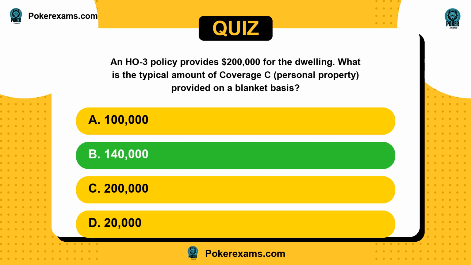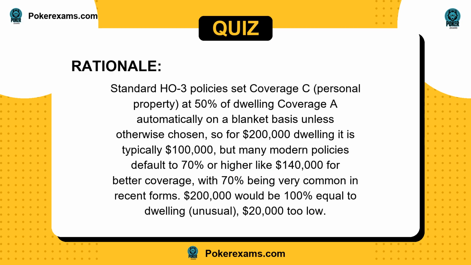The answer is B. Standard HO3 policies set coverage C, personal property, at 50% of dwelling coverage A automatically on a blanket basis unless otherwise chosen. So for $200,000 dwelling it is typically $100,000, but many modern policies default to 70% or higher, like $140,000 for better coverage, with 70% being very common in recent forms. $200,000 would be 100% equal to dwelling, unusual, $20,000 too low.